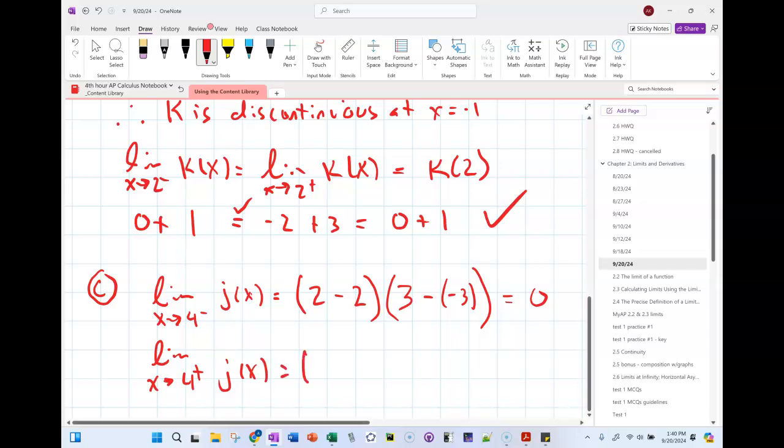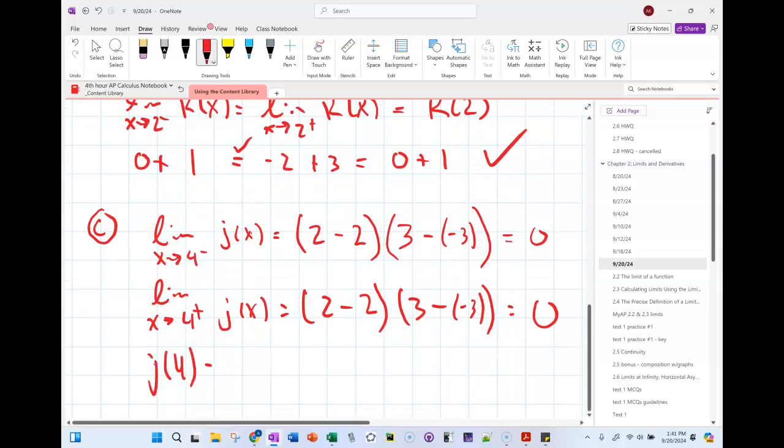So if I look at 4 from the right, what does f evaluate to? 2, right? And then g from the right. Still negative 3, correct? Still getting 0.